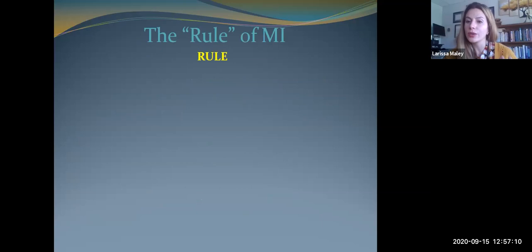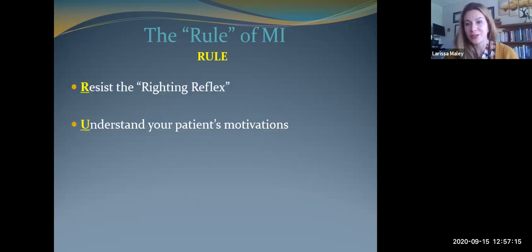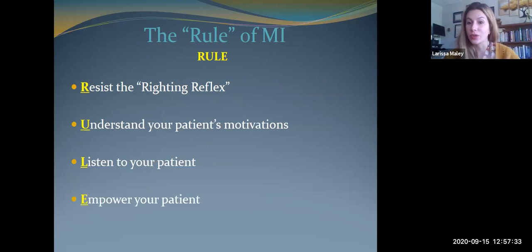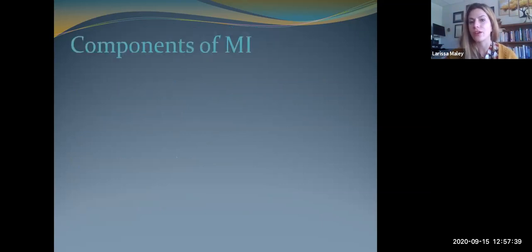So what we want to start doing instead is using what's called a RULE, which is resist the righting reflex, make sure that we are not coming at them with what they should need to do, that we're really seeking to understand their motivations, because remember, if we can highlight their values and what's important to them, why they want to make the change, they're naturally going to figure out how to do it. So we also need to listen to our patients to be able to understand those motivations. And then we need to seek ways that we can empower, encourage, and support that self-efficacy.